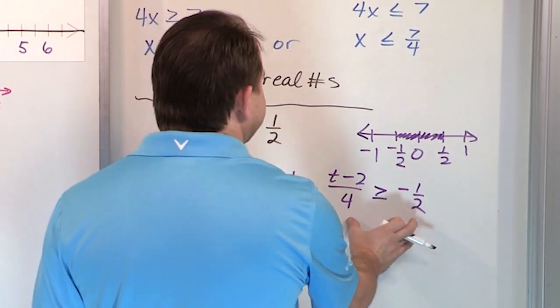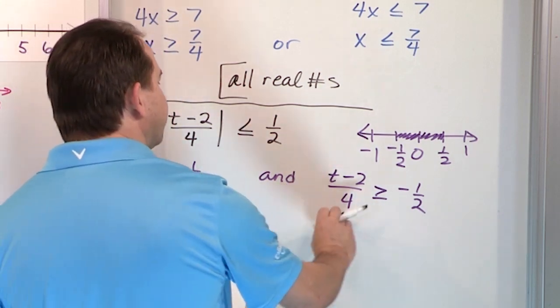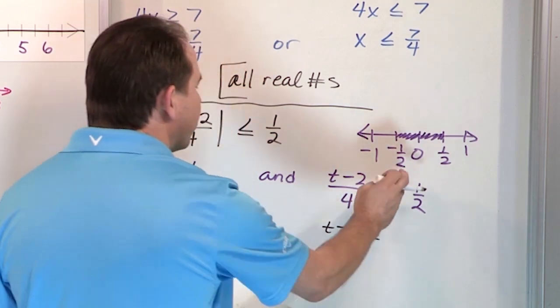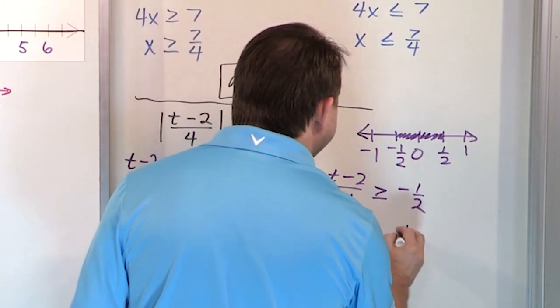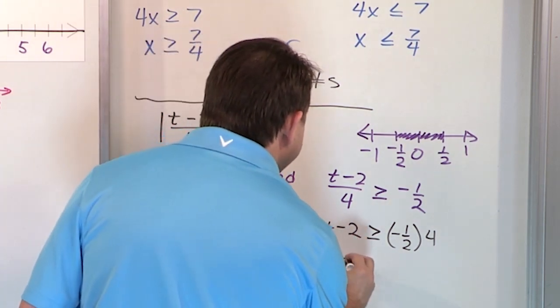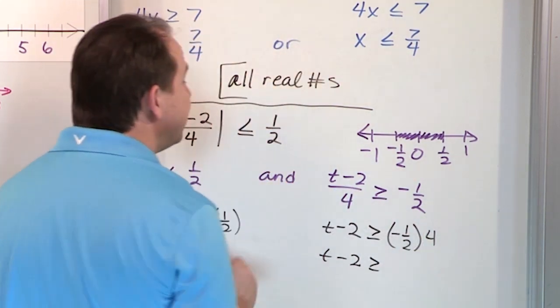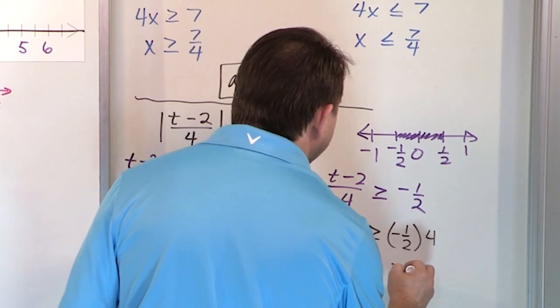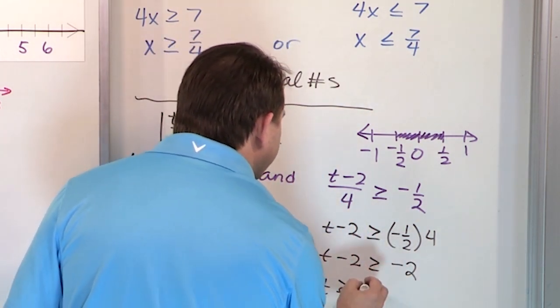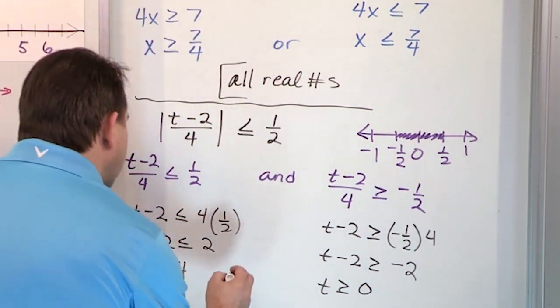And then over here, we do the same thing. We want to get rid of this 4, so we're going to multiply the left by 4. That's going to just give us t minus 2 because it cancels. On the right-hand side, we'll have the -1/2, and we'll again be multiplying by the 4. So what we'll have is t minus 2 on the left, and here we'll have -2 on the right. And then when we add 2 here and add 2 here, we'll just get 0. And we're joining these by an and.